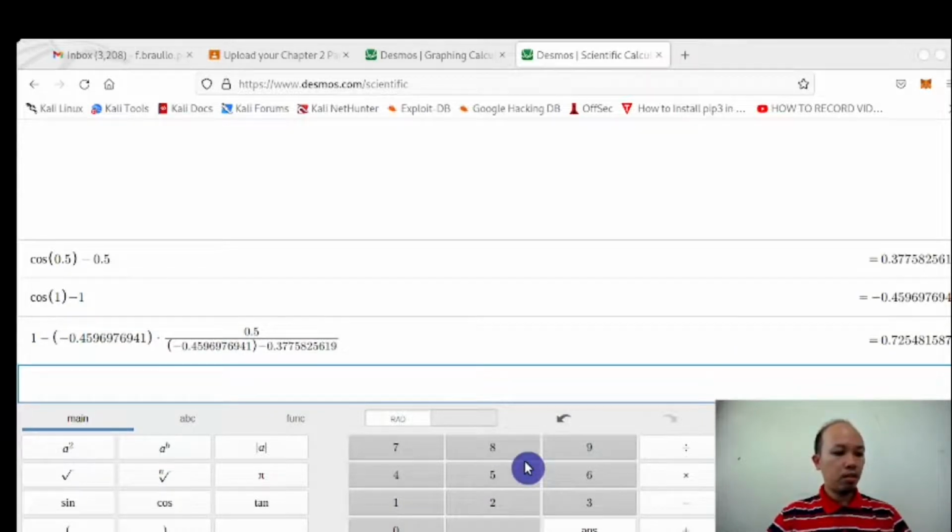So what's the value? Cosine 1. Okay, so the answer is 0.725. Okay, 0.725. Where's my this one here? 725.